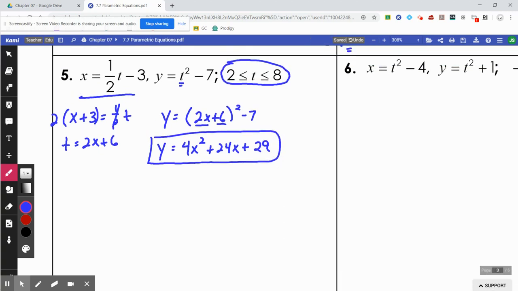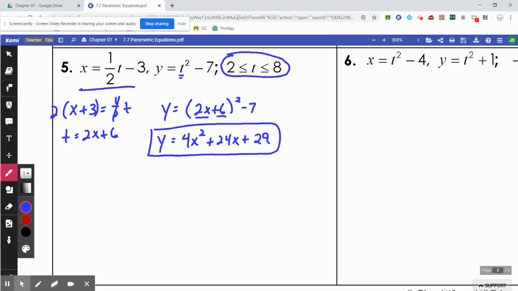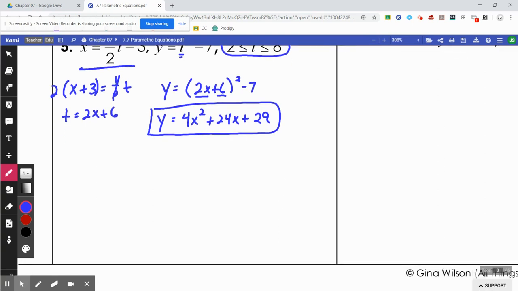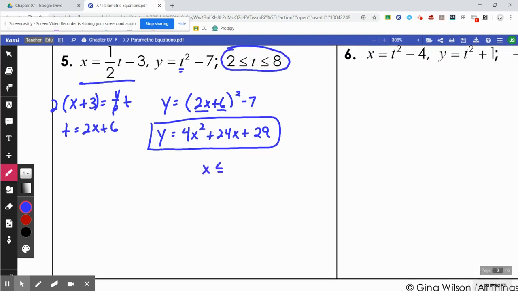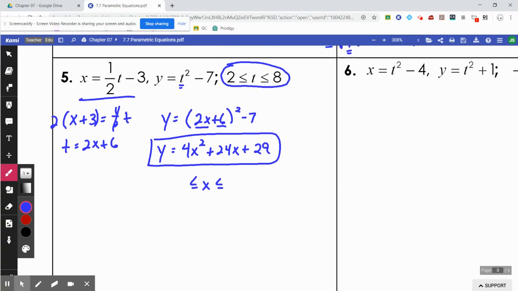T is only between 2 and 8. However, normally our restrictions are domain restrictions. They're x restrictions. So we want to know where, not where my t is restricted, but where my x is restricted. So how are we going to figure that out? Well, just plug these t's into our x parametric equation.